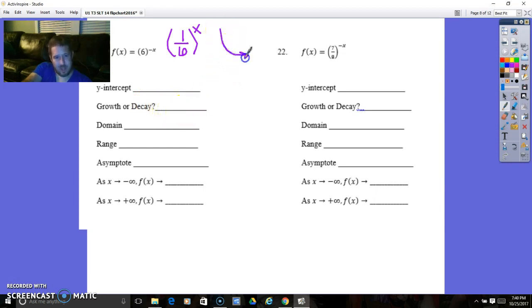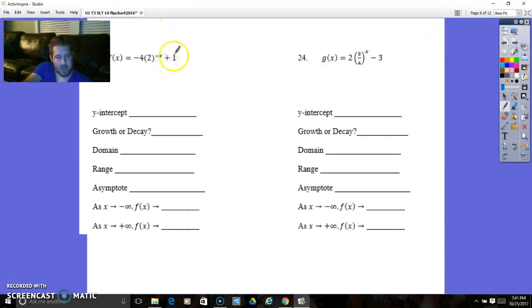So this is going down. Each number is 1/6, or divide by 6, of the previous number. So whatever this was, divided by 6, and that's the next integer of the domains. 7/8, once again, you have to flip it. This is growth again, because that becomes 8/7.